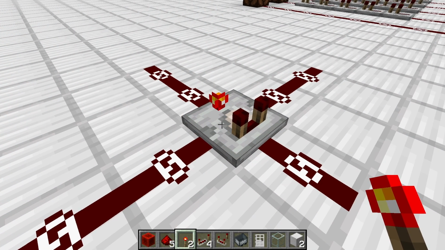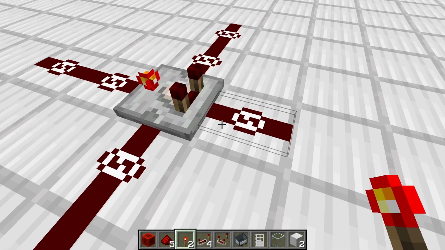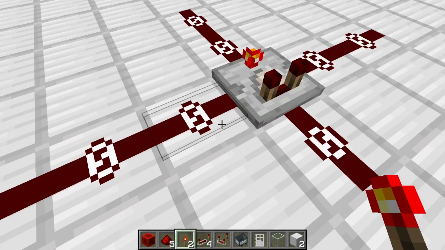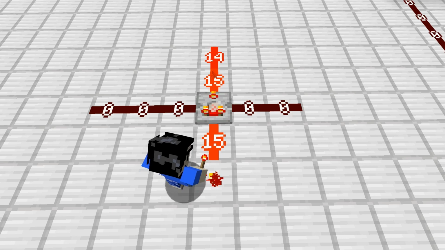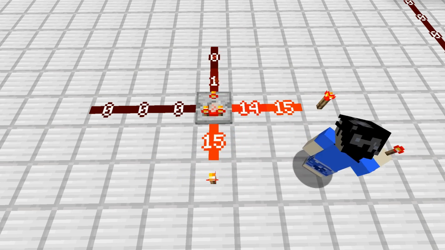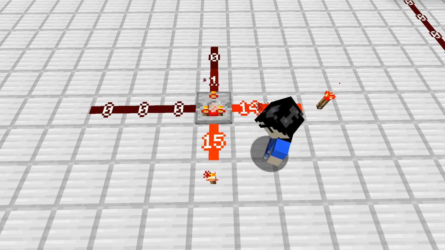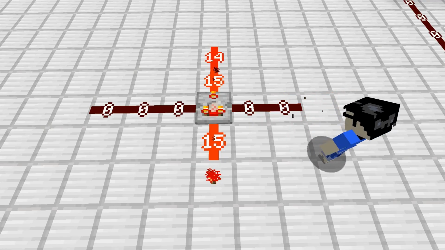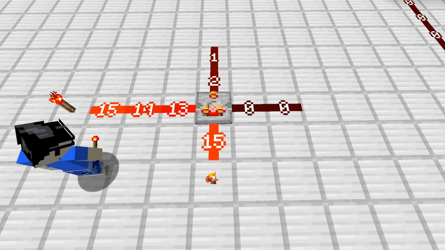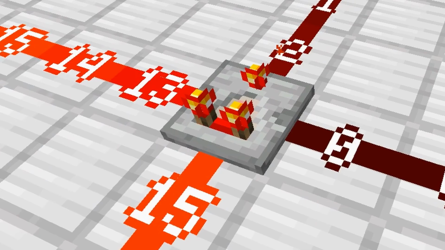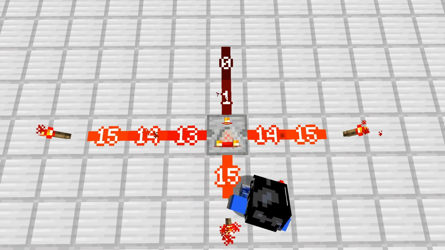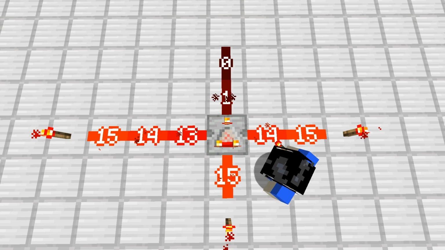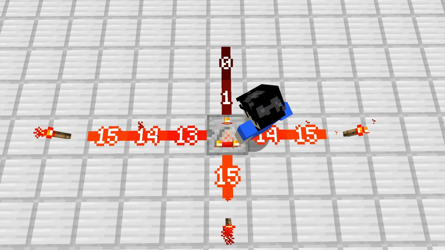In subtraction mode, the comparator will output a signal equal to the strength of the signal coming in from the back minus the strongest of the signals coming in from either side. If we have a 15 coming in the back and we put a torch over here, it'll do 15 minus 14 is equal to 1. If we take that off and put it over here, well then we've got a 13 as the highest, 15 minus 13 is 2. But if we have them both on, the 13 doesn't count because the 14 is higher, so it'll still do 15 minus 14 equals 1.